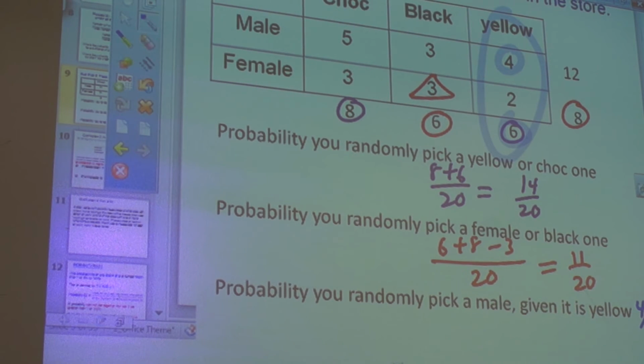And then the last question was, are these two things, yellow and male and yellow, mutually exclusive or not? No, they're not mutually exclusive. Why?